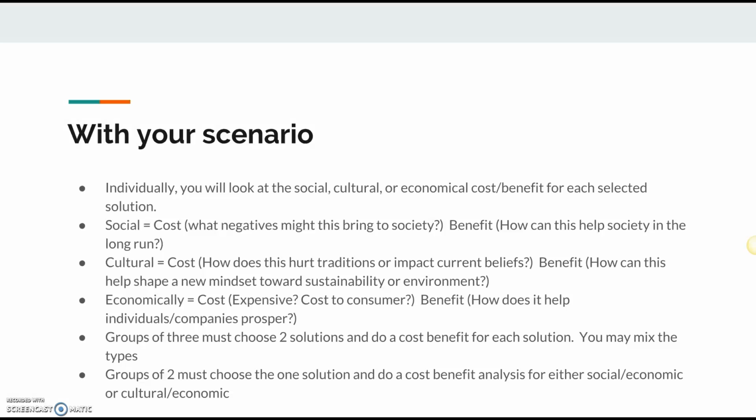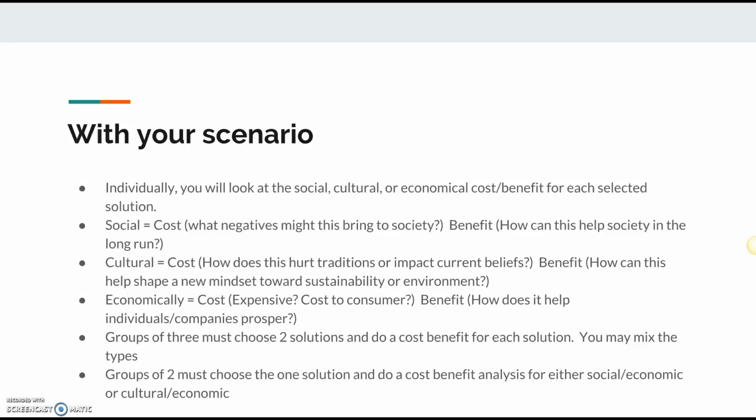Now, you're going to do this for both solutions. That means you don't have to do social for both. You can do social for one and then maybe work it out in your group and do economic for the other. Because economics is a little bit easier, we should rotate that. The same person should not be doing economics for solution one and for solution two.